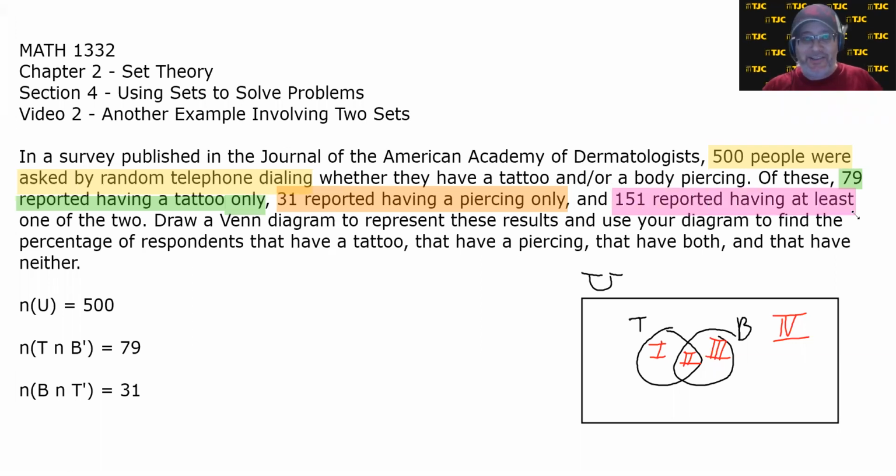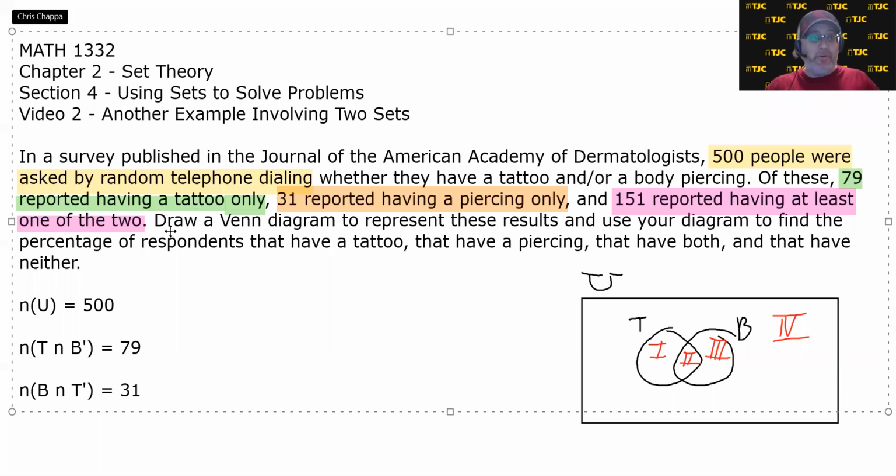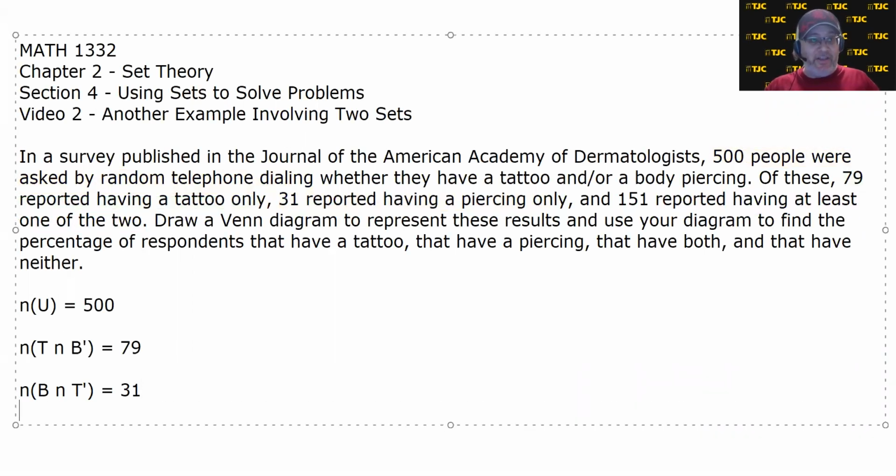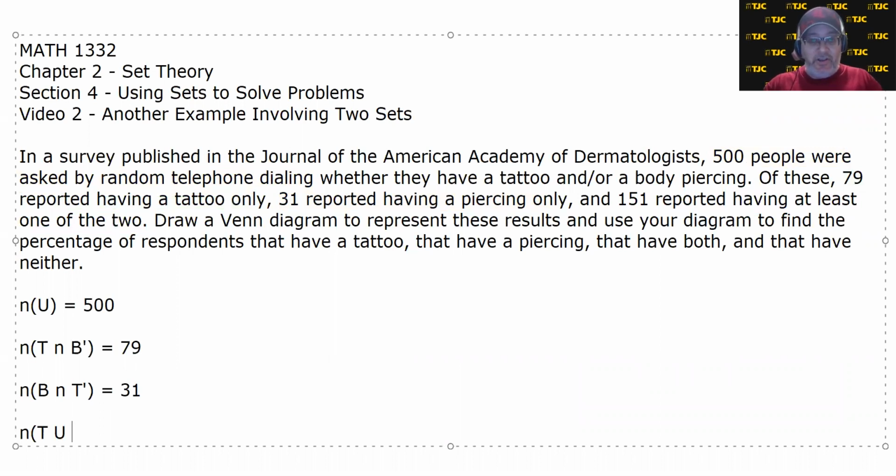151 reported having at least one of the two. All right. In the Venn diagram, which regions represent the people that have at least a tattoo or body piercing? Or possibly both, because they said at least one, so it could be more than that. So which regions represent they have a tattoo or a body piercing, or possibly both? Wait, I just said or. And in set theory, or translates to union. So they're telling us that the cardinality of T union B is 151.